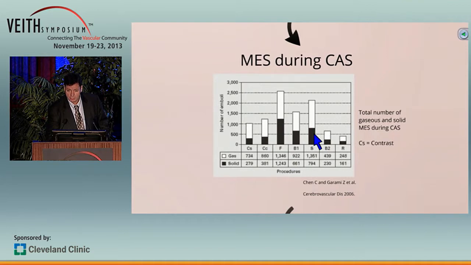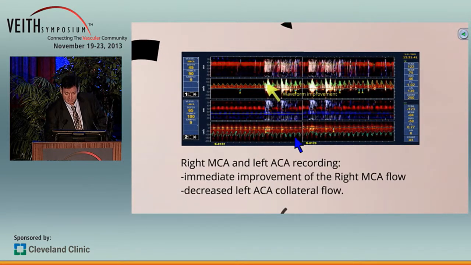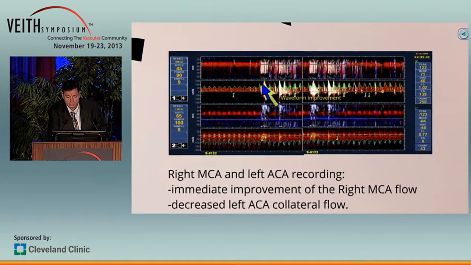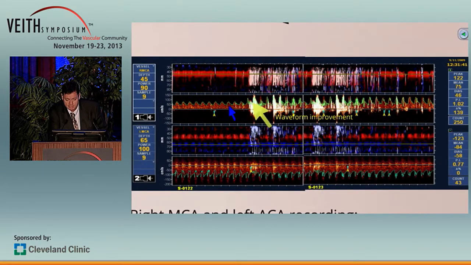The most important question everybody would like to know, including me: gas and solid are almost 50-50 by a dual frequency transcranial Doppler probe. But this is the most important picture I would like to show you. Look at this blunted MCA. When a stent is placed, you see the immediate improvement of the flow.